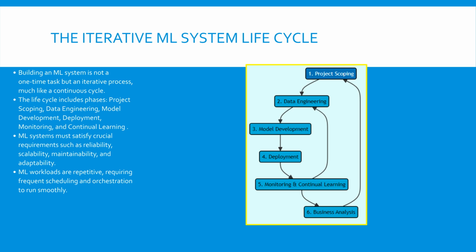Once deployed, the system enters the crucial stage of monitoring and continual learning, constantly checking performance and gathering new data. This monitoring phase feeds back into business analysis, determining if the system is still meeting organizational objectives. If not, the process loops back to project scoping, or directly back to data engineering if more data is needed, or the existing data pipeline requires adjustment. This cycling structure emphasizes that maintenance and evolution are continuous and planned activities within the lifecycle, not just afterthoughts.